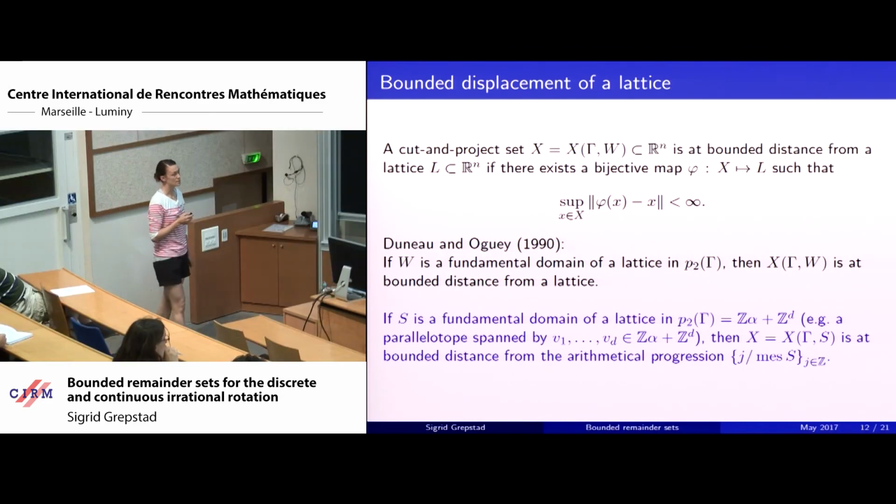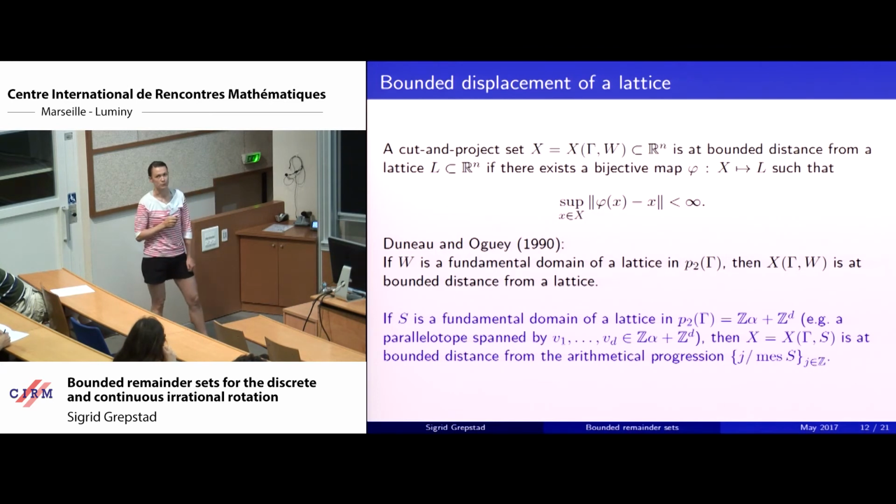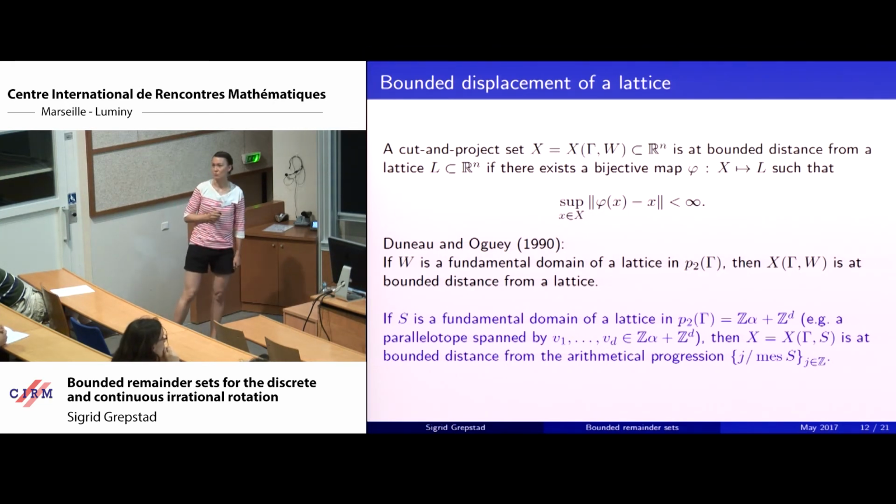And finally, because this cut and project set has a well-defined density, we know precisely which arithmetical progression it's going to be at bounded distance from, which is this one. Now, I didn't state specifically that the density of the quasicrystal of this set X is going to equal the measure of S, but hopefully you will trust me that it will. All right.